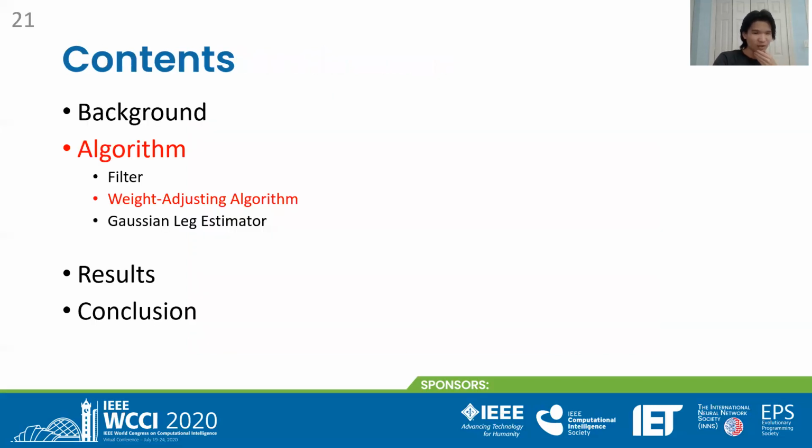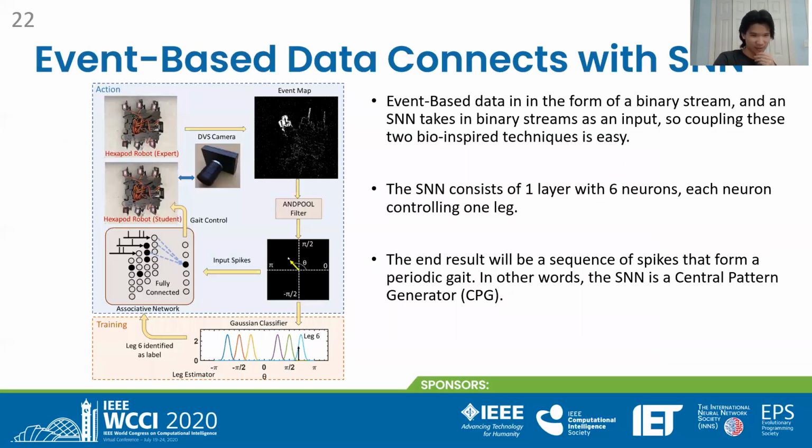So the weight adjustment algorithm: spiky neural networks and event-based vision connect well together because event-based data is a flow of binary information. It's a flow of spikes, it's a flow of 1s and 0s, which are the same thing. Spiky neural networks take in spikes and output spikes. So there's this very intuitive connection between the two brain-inspired technologies that make it easy to manipulate.